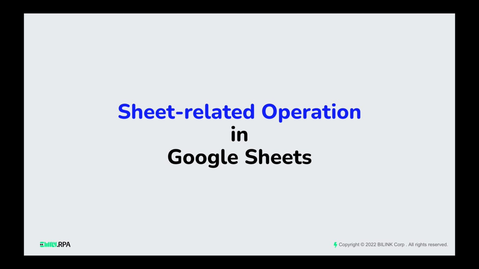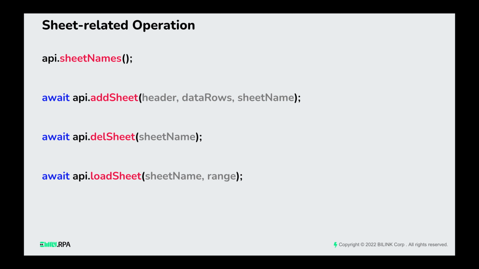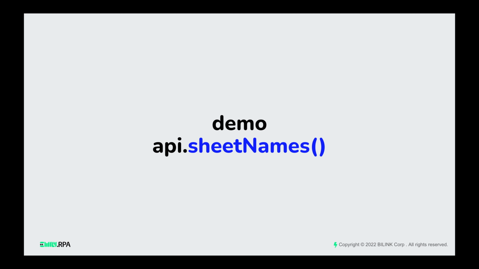This lesson introduces the sheet-related operations in the Google Sheets module. Sheet-related operations are usually used when you need to get sheet names, add or delete sheets, and so on. The commands for sheet-related operations are api.sheetNames, api.addSheet, api.delSheet, and api.loadSheet. Let's see how to use the api.sheetNames function.